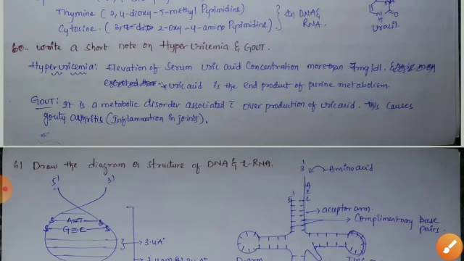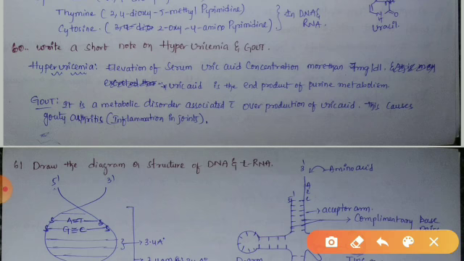Write a short note on hyperuricemia and gout. Hyperuricemia, that is elevation of serum uric acid concentration more than 7 mg per dl, is known as hyperuricemia. Uric acid is the end product of purine metabolism. What is meant by gout? Gout is a metabolic disorder associated with the overproduction of uric acid. Overproduction of uric acid may cause gout. This may cause gouty arthritis, that is inflammation of joints.